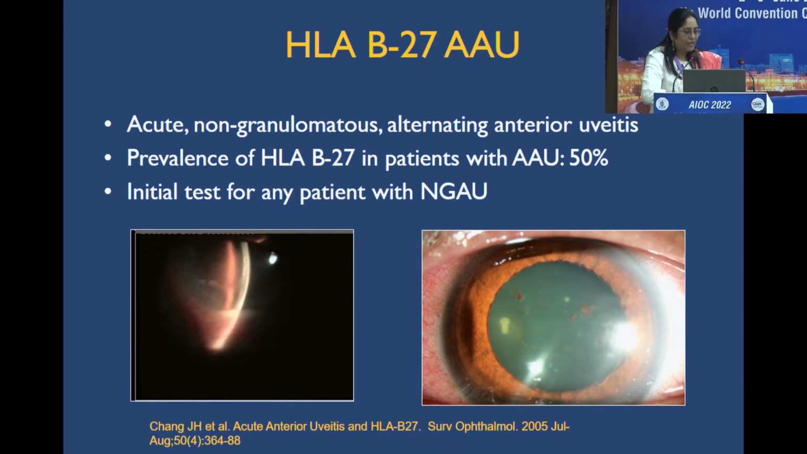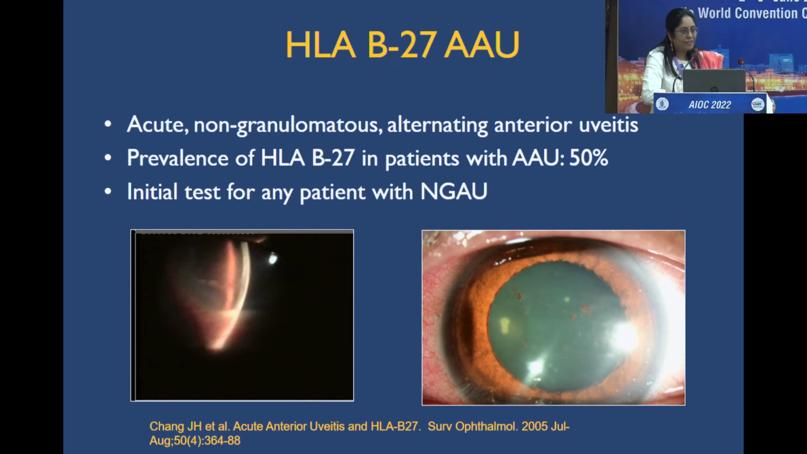So we all know that it's a non-granulomatous inflammation, and it's an alternating uveitis in either eye. Very rarely, I'm not even sure if you have a patient presenting saying that exactly on the same day they had the disease in both eyes. It's usually sequential, very rarely simultaneous. So the prevalence of HLA-B27 in patients, depending on which study you look at, varies from 50 to 75%.